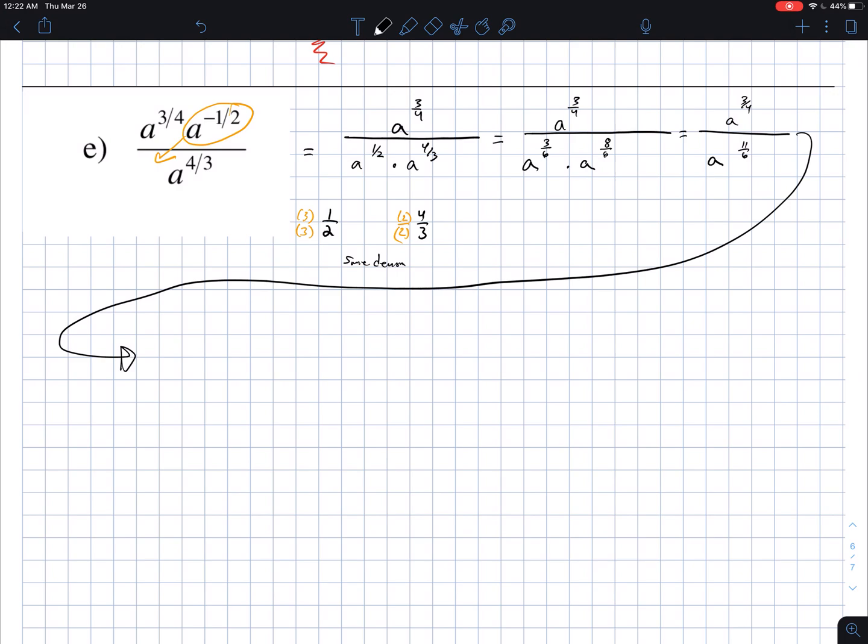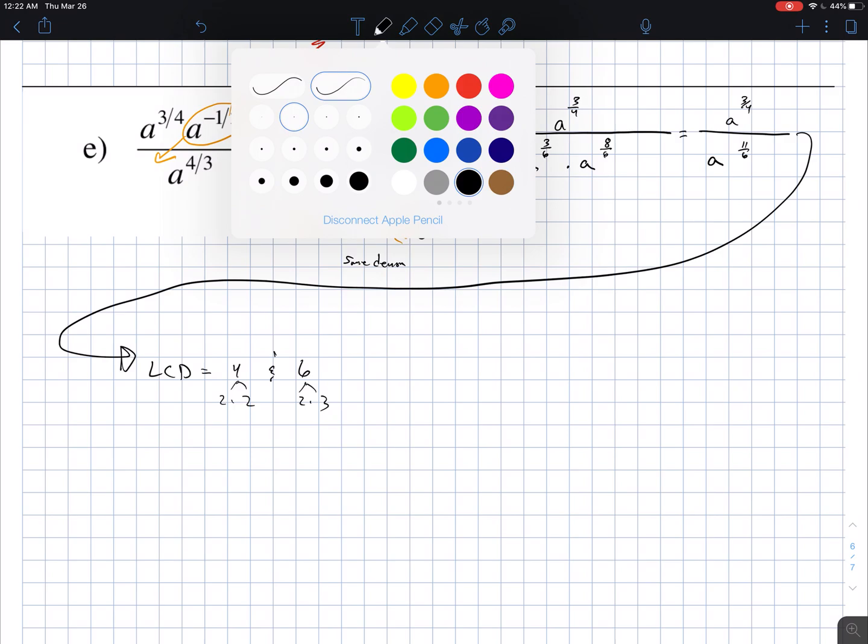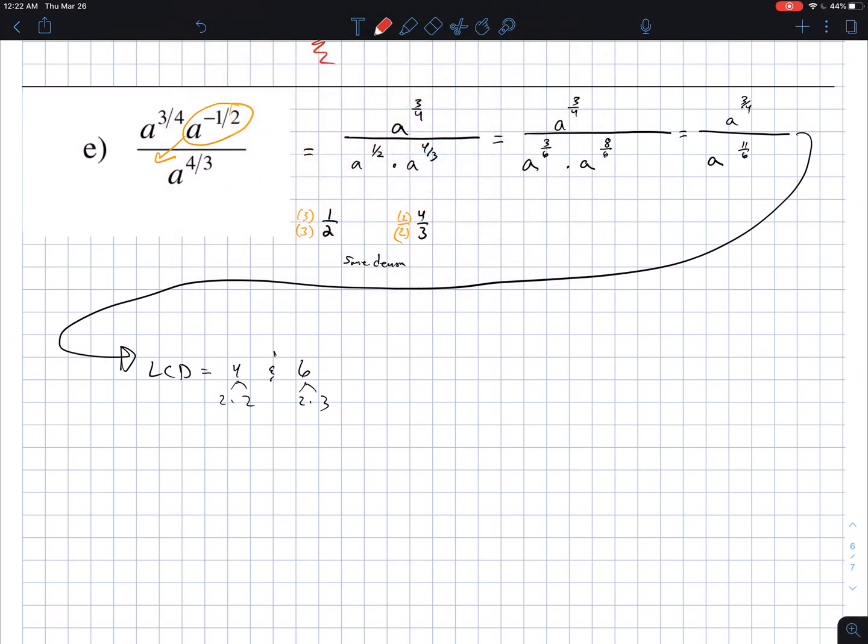So now all we need to do is get the LCD for 4 and 6, right? Well, that's pretty easy. It's 12, right? Because 4 is 2 times 2, and this is 2 times 3. And if you just think about it very basically, there's 2 2's with the 4, so this 6 is missing 1 2. And then this 4 is only missing 1 3. The LCD is 12, right?